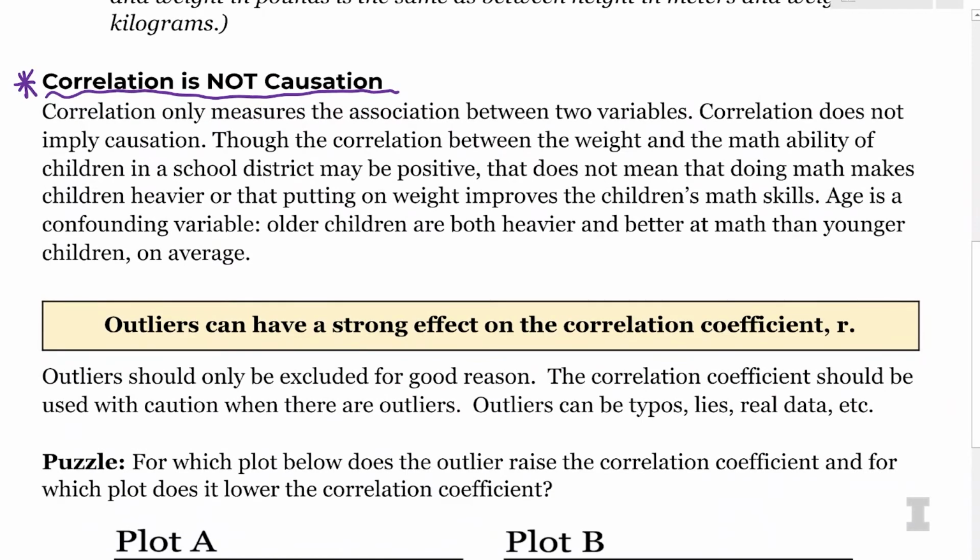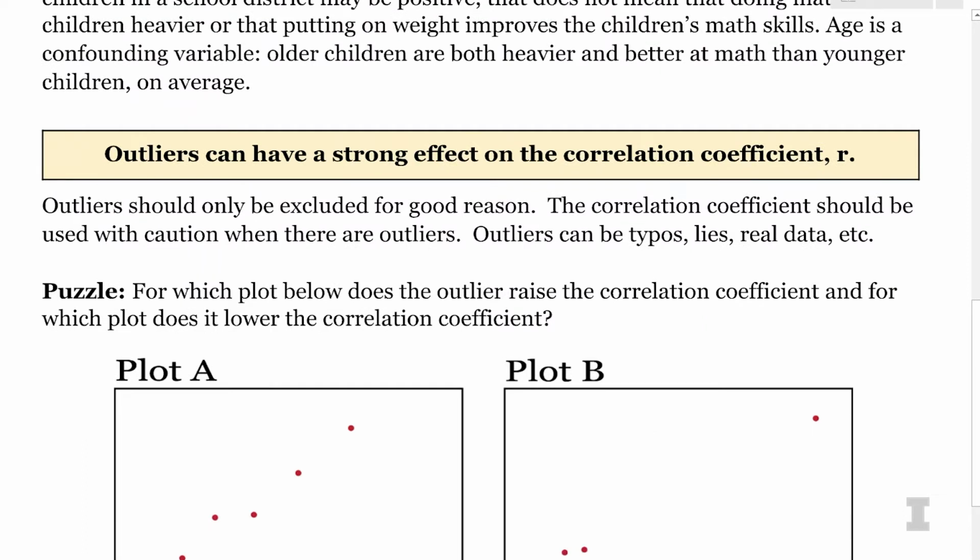Outliers can have a strong effect on the correlation coefficient R. Even though in general older children are both going to be heavier and better at math than younger children, there could be some outliers. This is the case in any data set. We know that outliers should only be excluded for good reasons. Outliers can be anything like typos, they can be lies, and sometimes they're even real data. Data sets can have real outliers. But the problem is, if we're looking at the correlation coefficient, outliers should definitely be examined, and R should be used with caution.